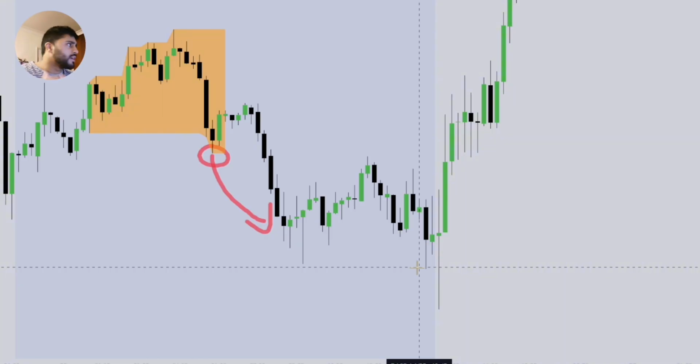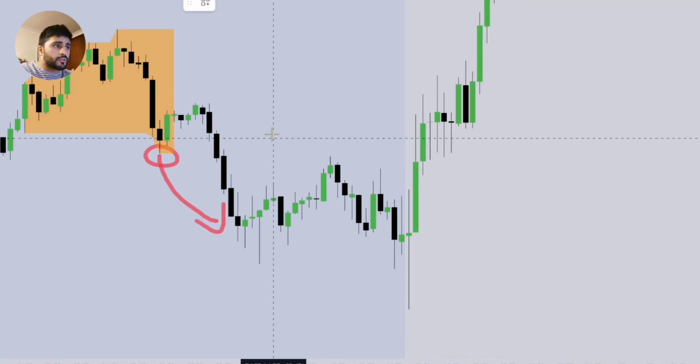This is just a quick tip, right? ICT traders know this. A lot of different types of traders know this, right? Once price has taken out the Asian range low, you want to look for price to take out the Asian range high. So that's the first thing.